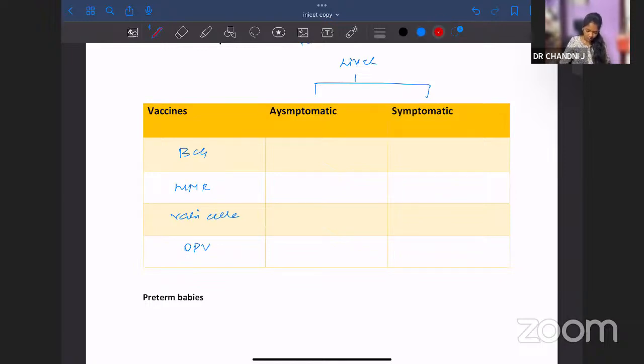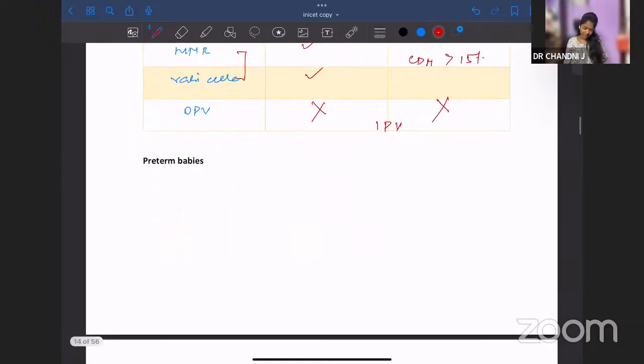What about BCG? BCG, asymptomatic, you can give. Symptomatic, do not give. Clear? MMR and varicella, asymptomatic, you can give. Symptomatic, if the CD4 count is more than 15%, you can do. Okay. OPV, asymptomatic also you should not give. Symptomatic also you should not give. Then you should give IPV. You should prefer IPV here. And even for household contacts, you should prefer IPV. OPV should not be given in asymptomatic as well as symptomatic. Clear with HIV?